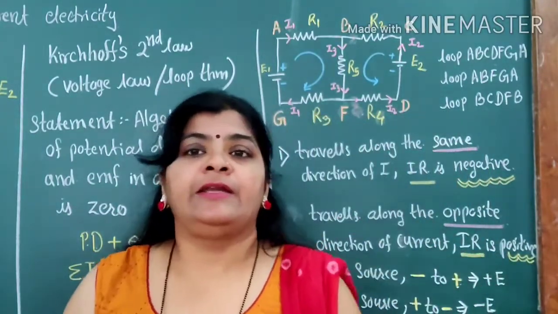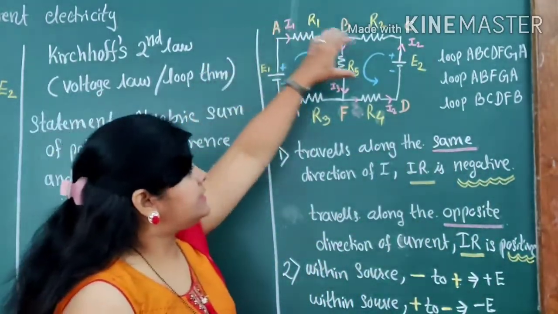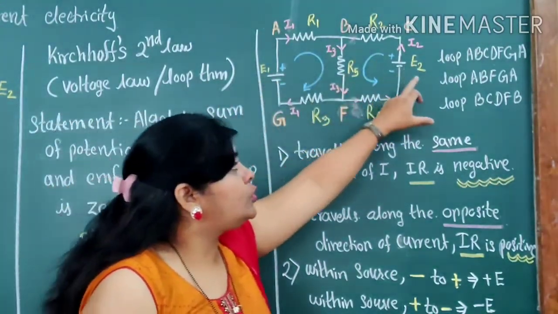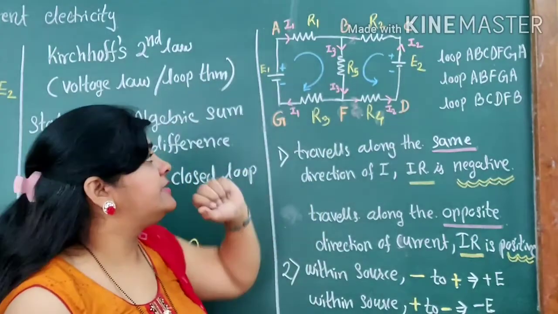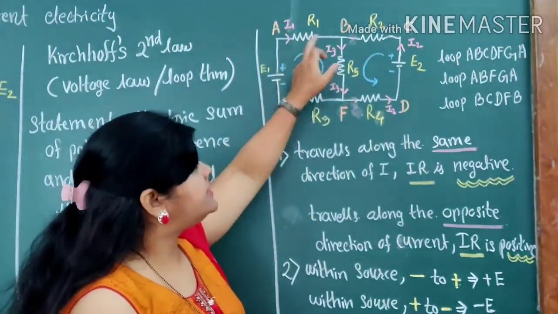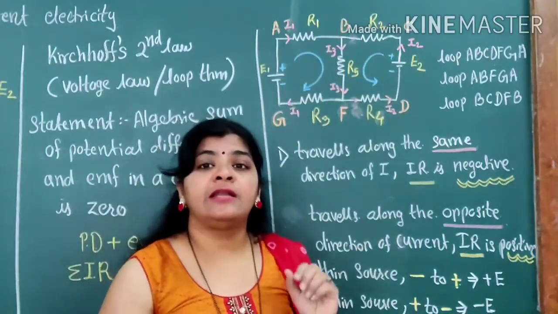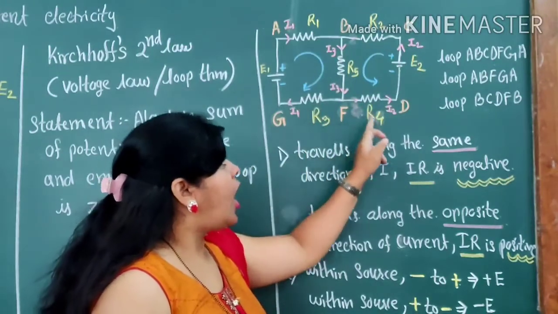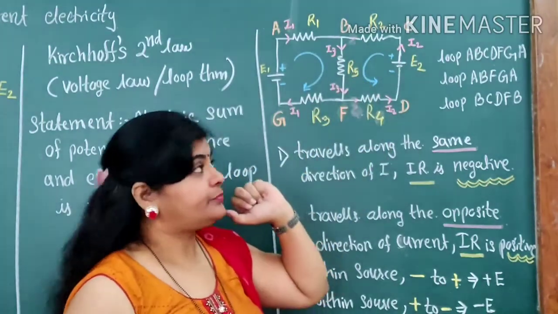Now come to the electrical circuit diagram. In this circuit diagram, two EMFs of batteries are connected, E1 and E2. Next, the resistances: there are 5 resistors connected, R1, R2, R3, R4 and R5.